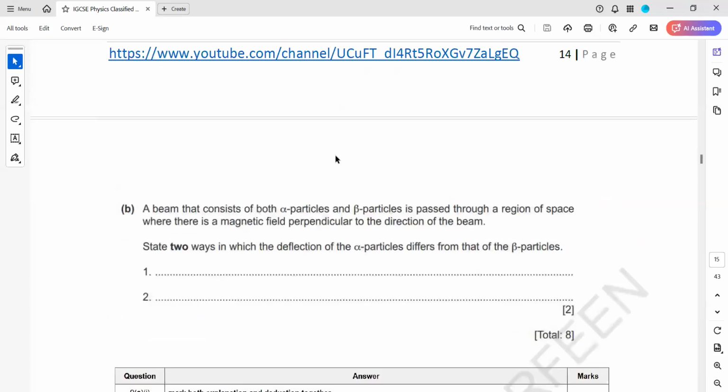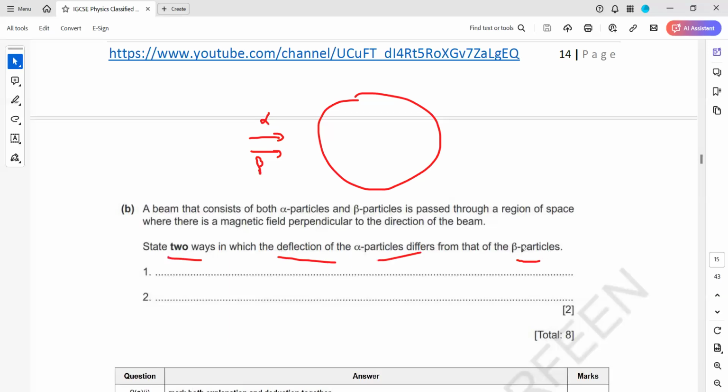A beam that consists of both alpha and beta passes through a region where the magnetic field is perpendicular. Like we have a space where there's a magnetic field. We have a beam of alpha and we have a beam of beta. Two ways the deflection of alpha are different from beta. How will alpha and beta be different?